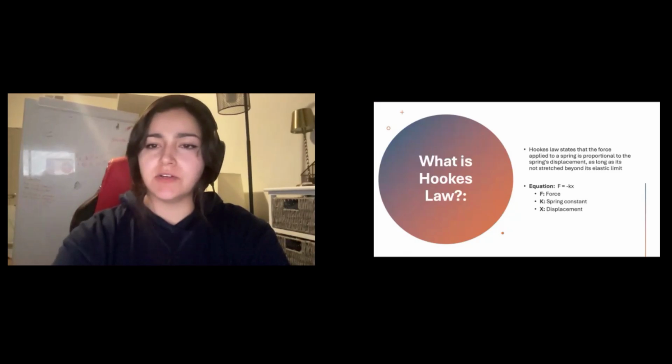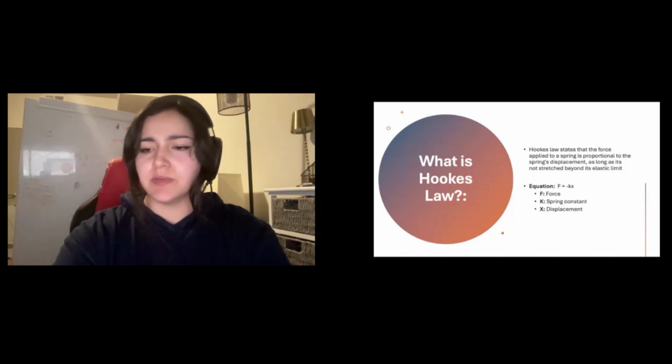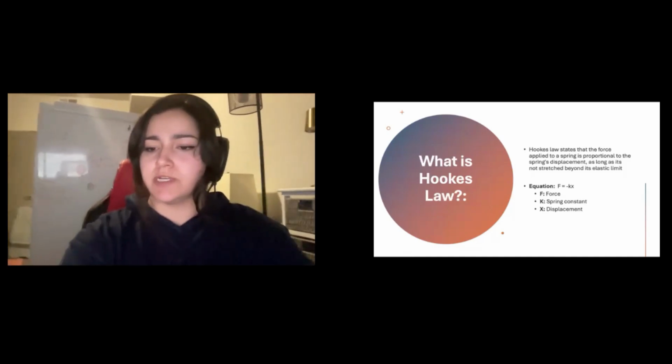So what is Hooke's Law? Hooke's Law states that the force applied to a spring is proportional to the spring's displacement as long as it's not stretched beyond its elastic limit. So the equation is force equals the spring constant times displacement. This equation just relates the force applied to a spring and the amount that it stretches.